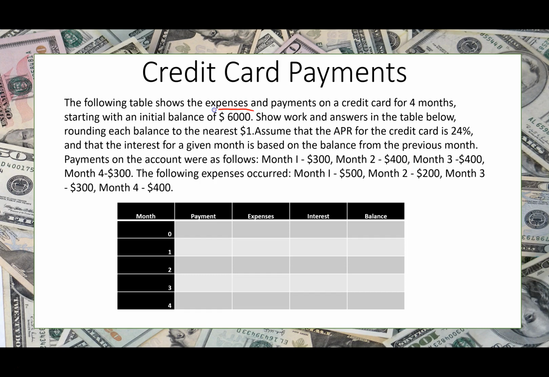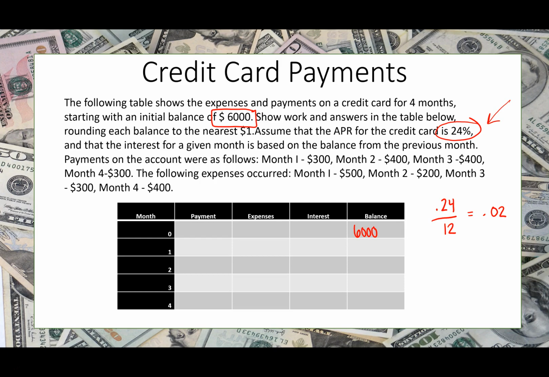All right, so what's our initial balance here? It's $6,000. All right, we're talking about an APR of 24%, so that's 0.24 divided by 12. Well, 24% divided by 12 is 2%, so of course this is 0.02. So you're getting charged 2% interest every month, which makes sense if your APR, your annual percentage rate, is 24%.